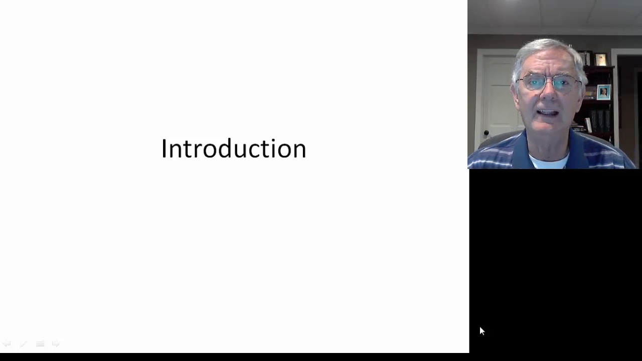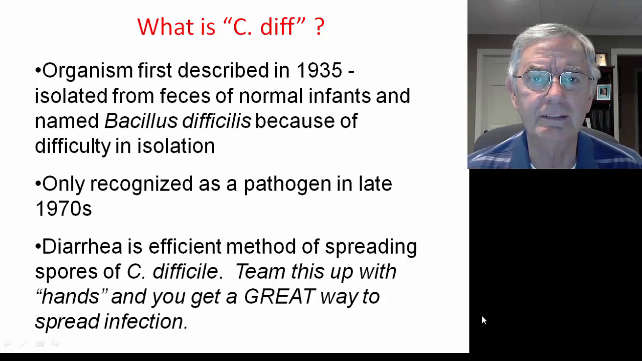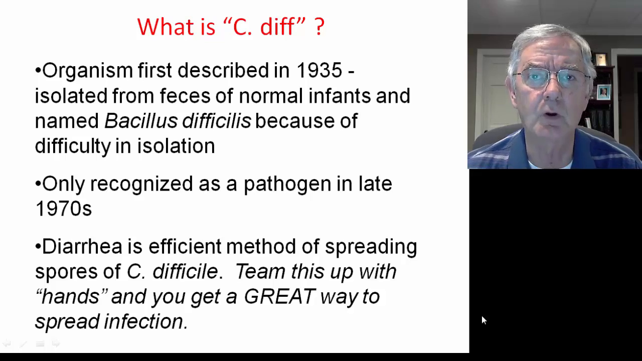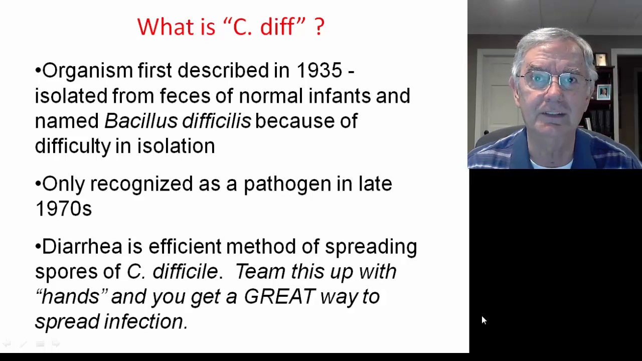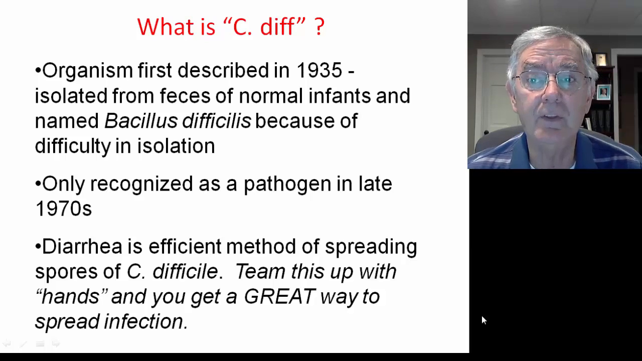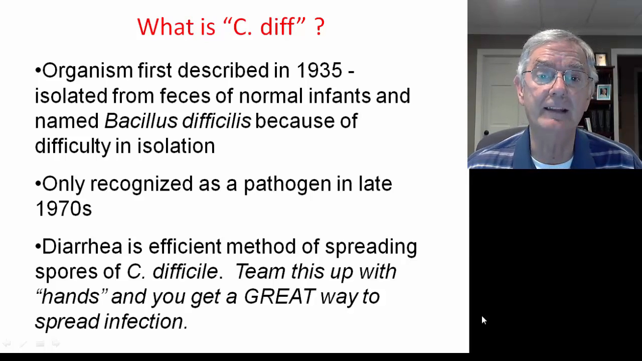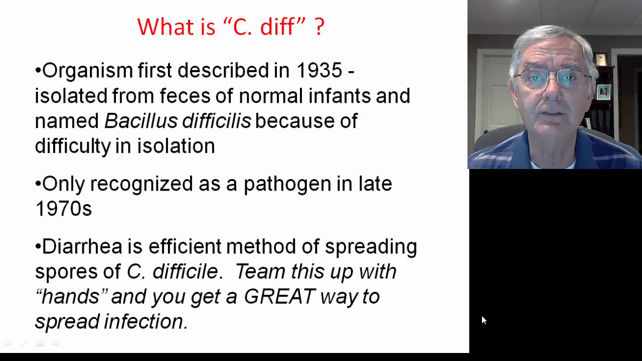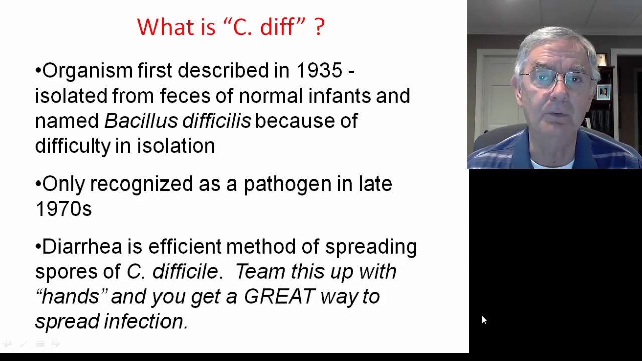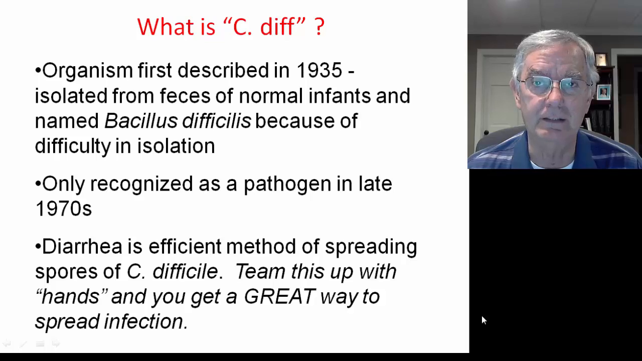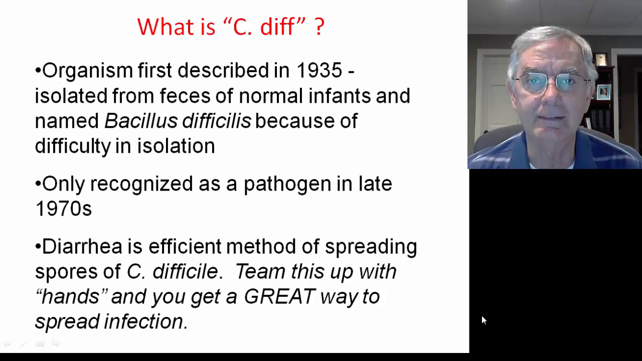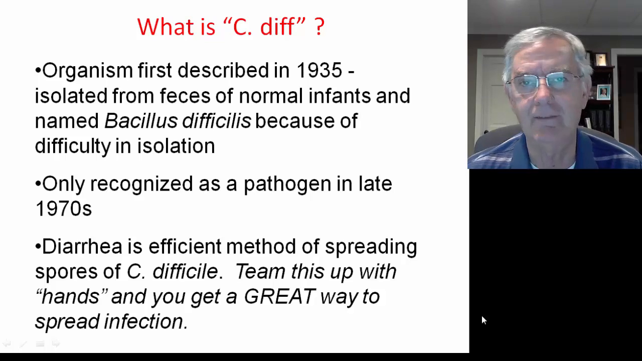So let's begin by asking a very simple question: what is C. diff? And we may shorten the name Clostridium difficile infection to C. diff during this. Now, this organism was first described in 1935, quite some time ago, as isolated from feces, actually from normal infants. And it was named Bacillus difficilis because of the difficulty the laboratorians had in isolating this organism, growing it on culture media. It was only recognized as a pathogen in the late 1970s.